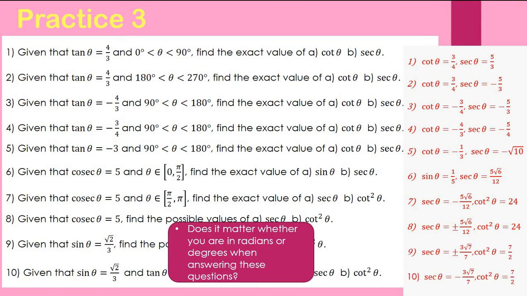Does it matter for these questions if we're working in radians or degrees? The answer is no, because we don't have to find the angle. The only time it does help is for the earlier questions when they either give you the range of values for theta in degrees or in radians. But it doesn't really matter because we're just dealing with the ratios rather than the angles themselves.